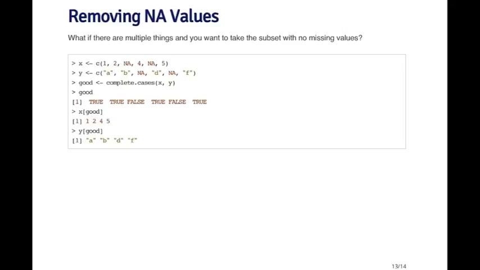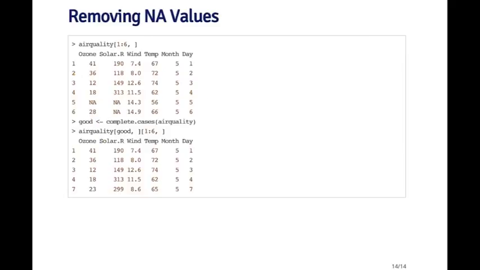So now when I subset X, I get the good elements of that, and when I subset Y, I also get the good elements of that. So that's how I can look at multiple objects and subset all the missing values out to get the good elements. You can also use complete cases to remove missing values from data frames.